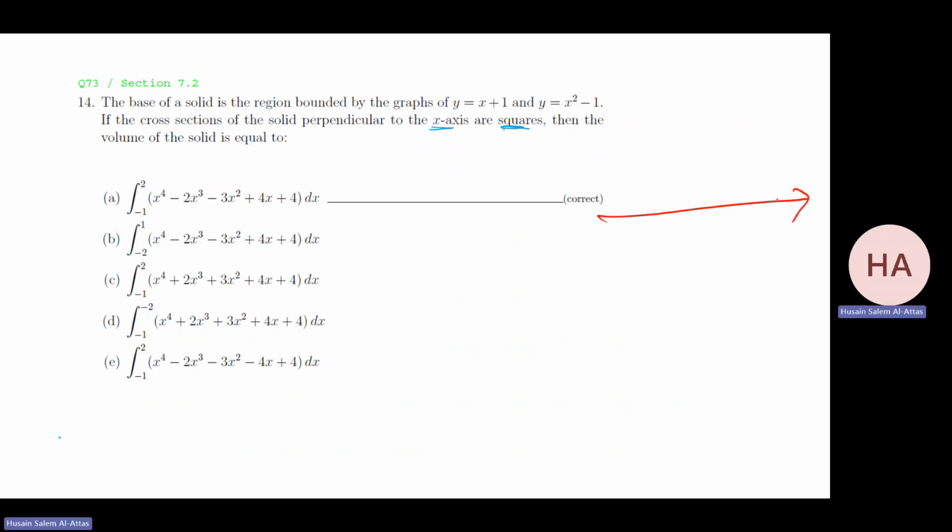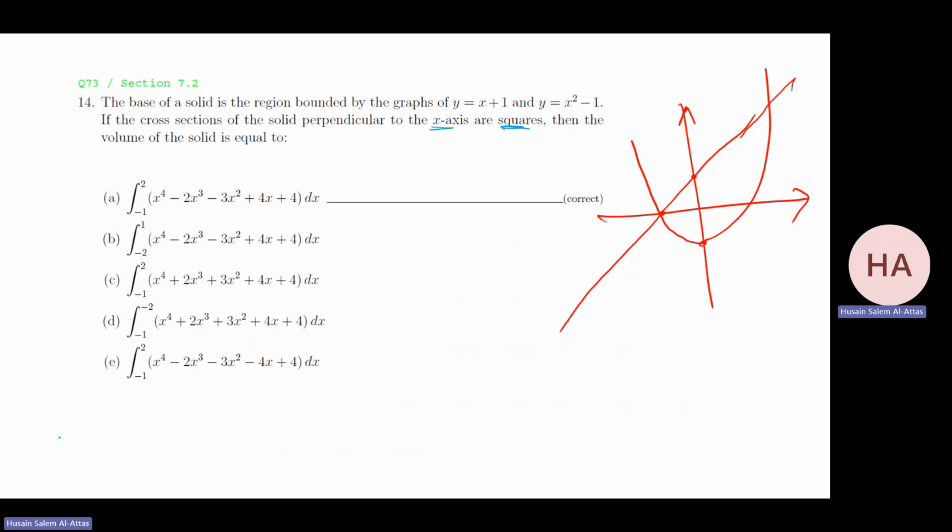Okay. So I have the region. y equal x plus 1, which at 0 will be 1, and at minus 1, that will be the line. And y equal x squared minus 1, that will be the parabola, which I think will pass through this one. Okay. So I'm talking about this area.